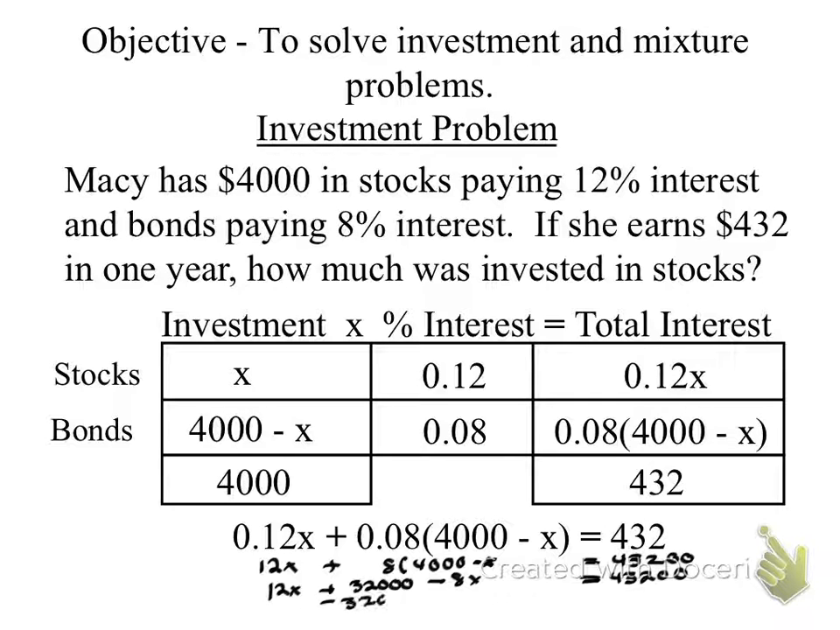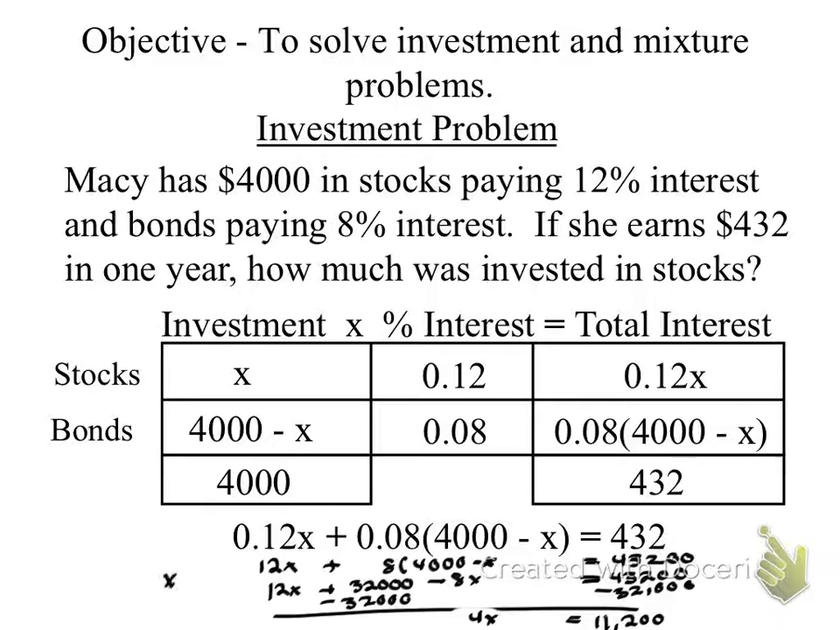Subtract that 32,000. What did you guys get? 2,800. We get 4x. Sorry, I'm so out of room here. 4x equals minus 11,200. And then I got 11,200 divided by 4, and it's 2,800.